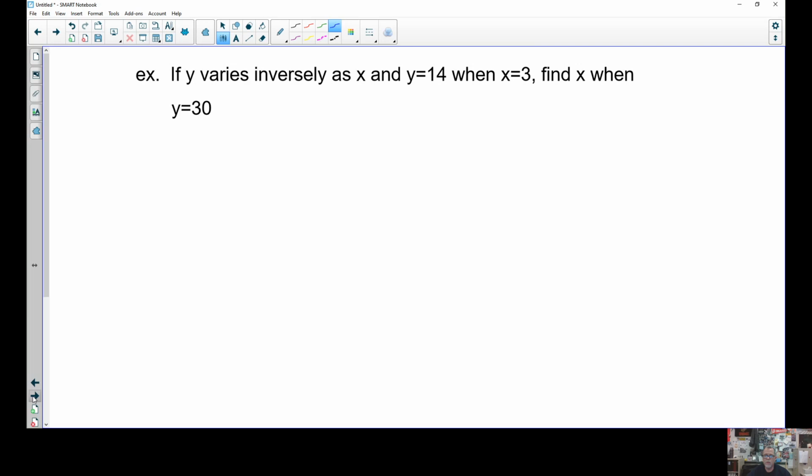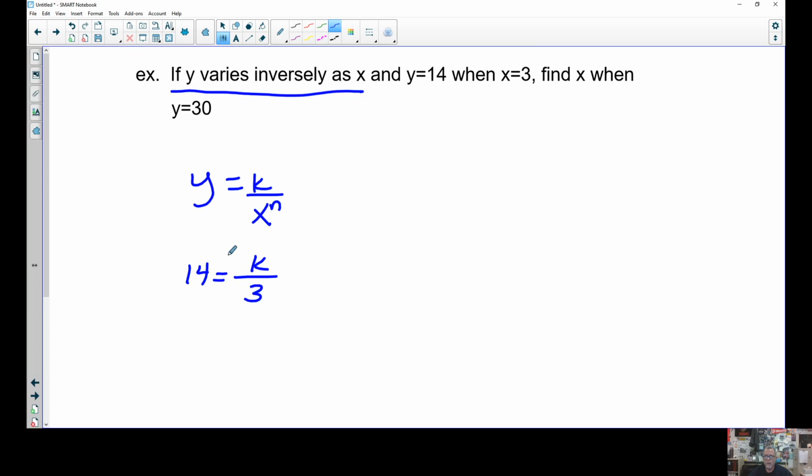If y varies inversely as x, immediately when I read that sentence, I always try to interpret it right away. Y varies inversely as x. So I'm going to do it this way. And y is 14, so now I can plug in 14 equals k over x, when x equals 3. And when it says varies inversely as x, I know n is equal to 1, right? So this is just going to be over 3.